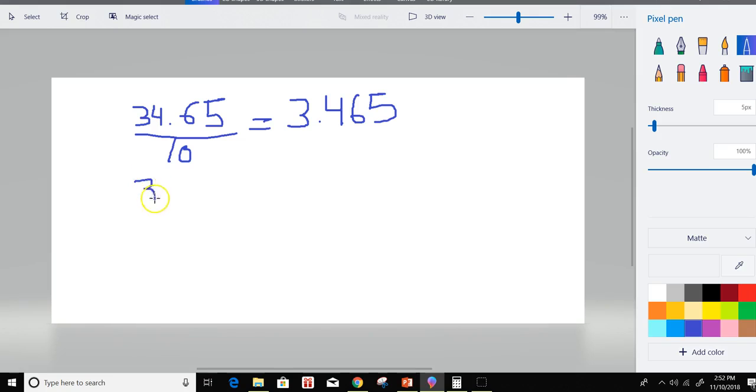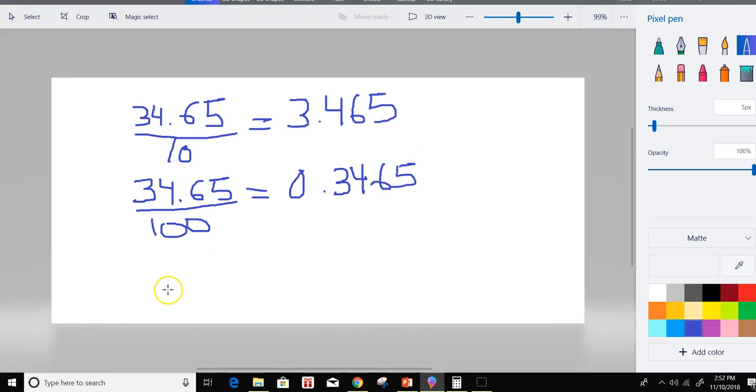If the same number is divided by 100, we will move the decimal point 2 spaces towards the left. And so on. Let me do another one to show you how to divide by 1000.